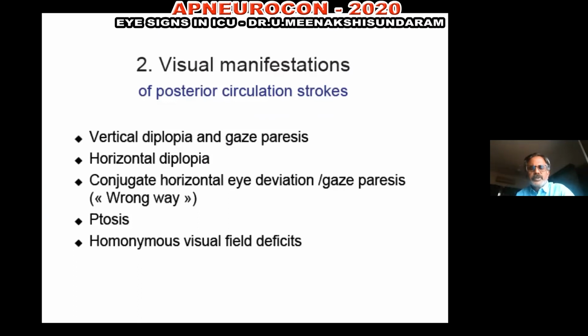We're talking about visual manifestations. This is something that I'm sure most of you know. Vertical diplopia and gaze paresis, horizontal, the wrong way eyes, ptosis and homonymous defects.